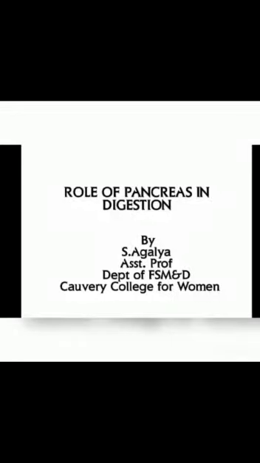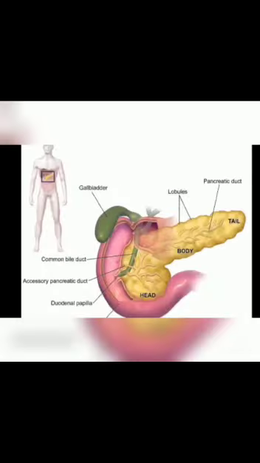Let us get to know the role of pancreas in digestion. Pancreas lies outside the alimentary tract and it is an accessory gland of digestion, as we already talked about. It is a pale yellowish grey gland situated in the abdominal cavity.